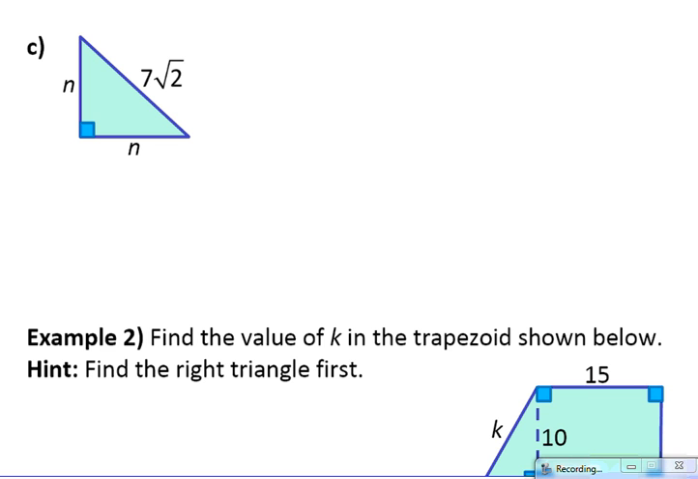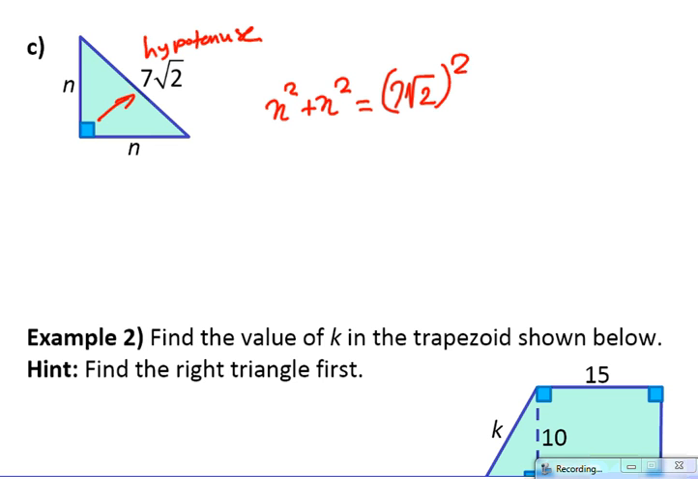My last example, same thing, but another little twist there. 7 square root of 2, is it a leg or is it a hypotenuse? I can see that it's opposite of the right angle, so this is the hypotenuse. All right, so that means that I'm going to have n squared plus n squared is equal to 7 radical 2 squared.